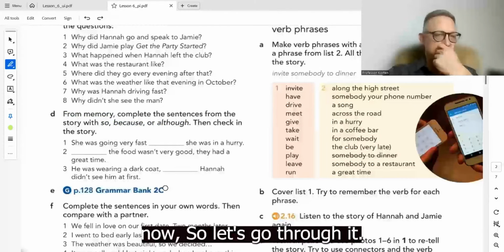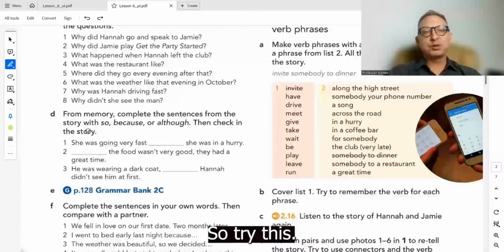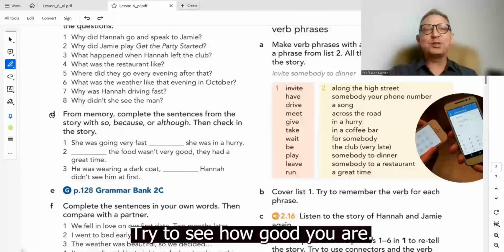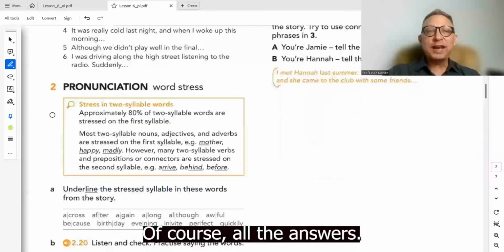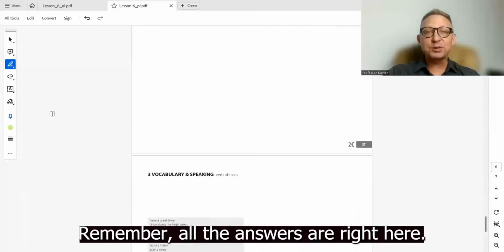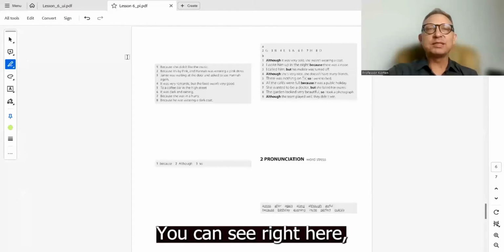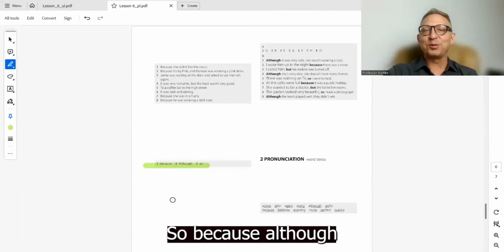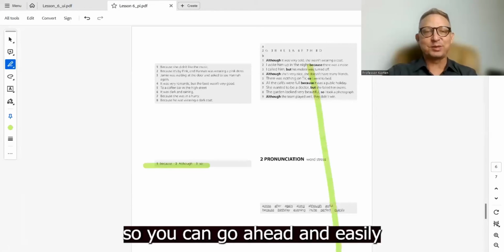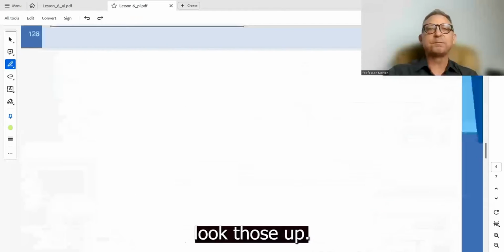So let's go through it. So try this, try D, see how good you are. Of course, all the answers are right here. Here's the grammar. You can see right here the grammar questions. So, because, although, all the answers are right here. So you can go ahead and easily look those up.